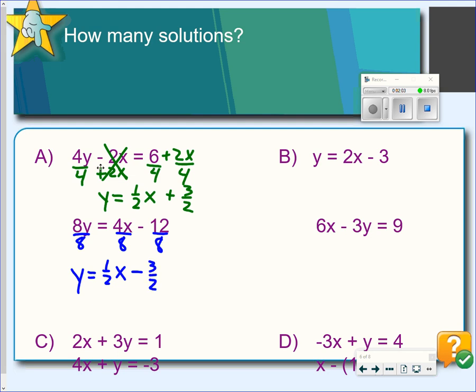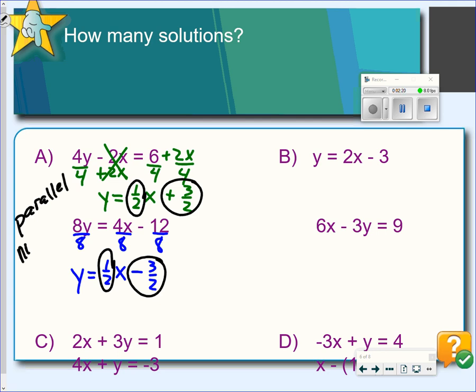So what we notice here is that we have the same slope right there, but we have different y-intercepts because one is positive and one is negative. So these two lines are parallel. And since they are parallel, they have no solution because they will have no points in common.